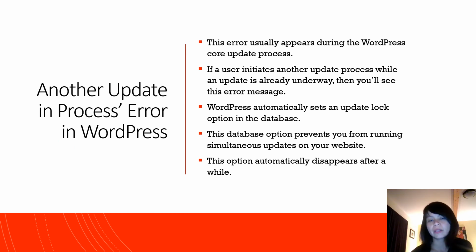Another error you might see is the another update in process error. This error usually appears during the WordPress core update process. If a user initiates another update process while updates are already going on, then you'll see this error message. WordPress automatically sets an update lock option on the database. This database option prevents you from running simultaneous updates on your website. It usually disappears after a while, so give it some time.